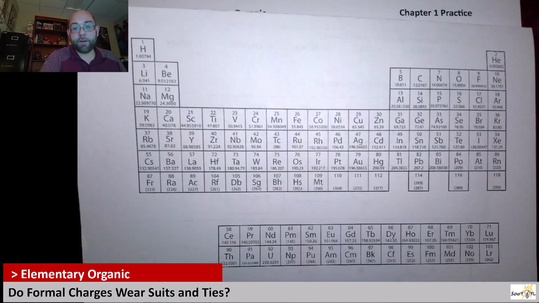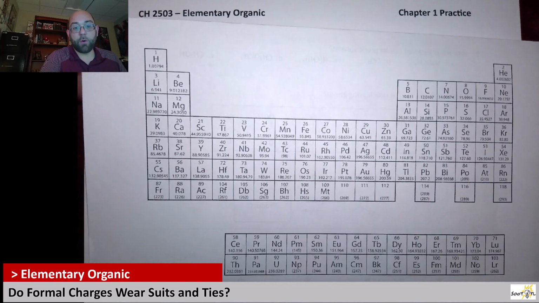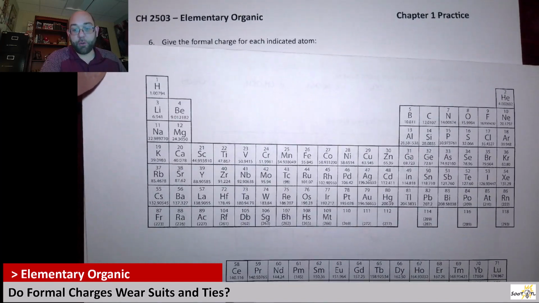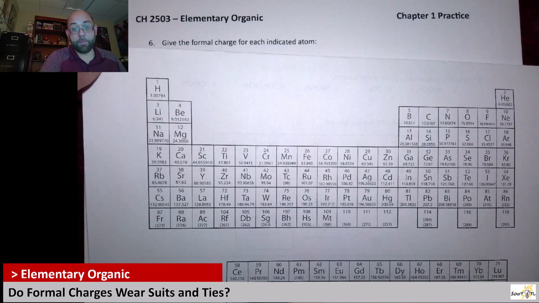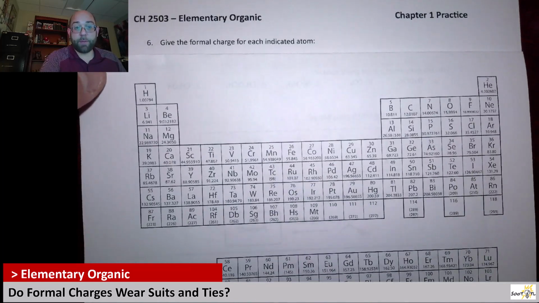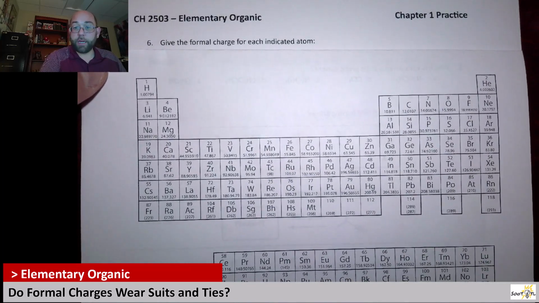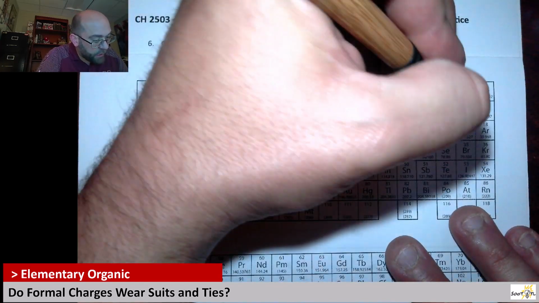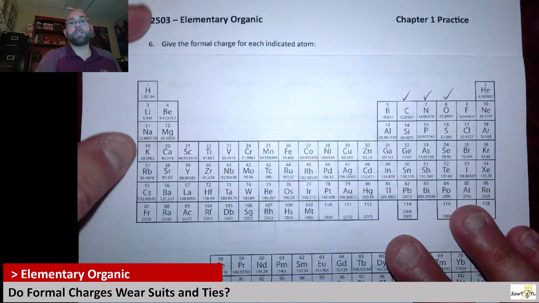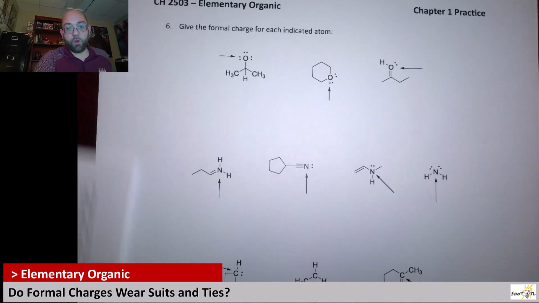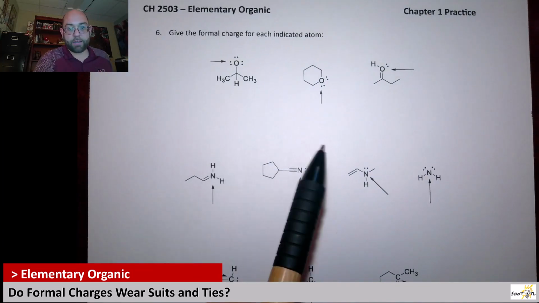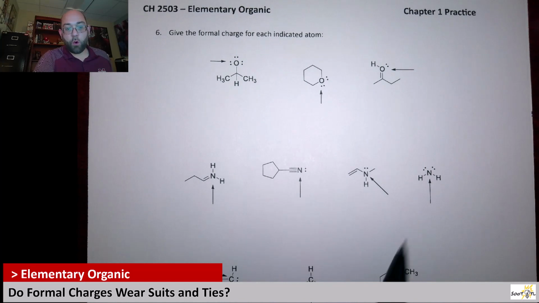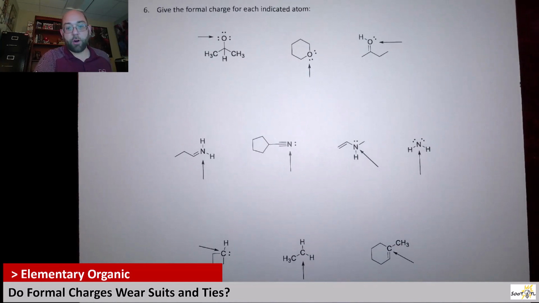So here's kind of an example of the periodic table that I would give to you on your exam. So for this periodic table, mostly we're going to be looking at carbon, nitrogen, and oxygen. Okay, so in these first few, it looks like these top three are oxygen, these middle four are nitrogen, and these bottom three are carbon.